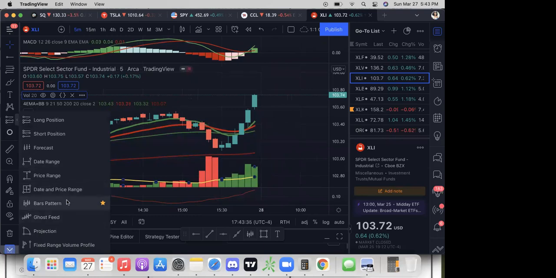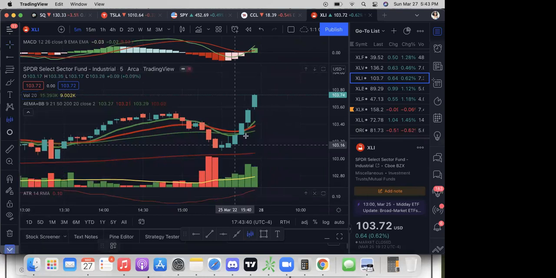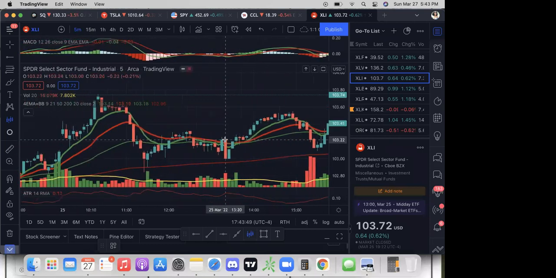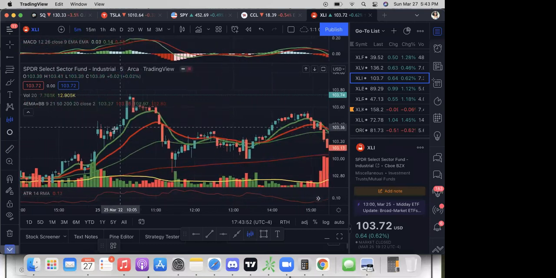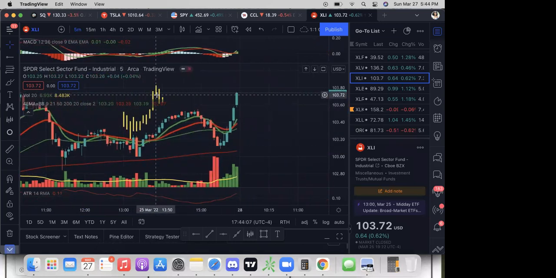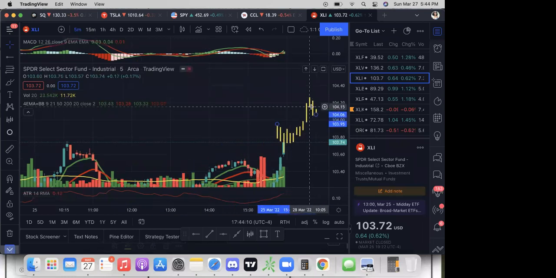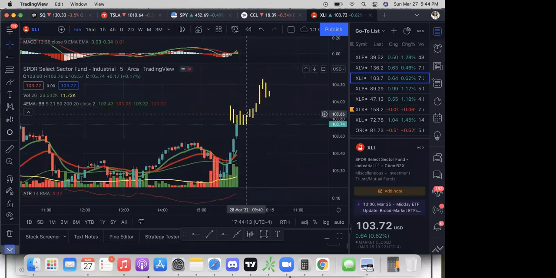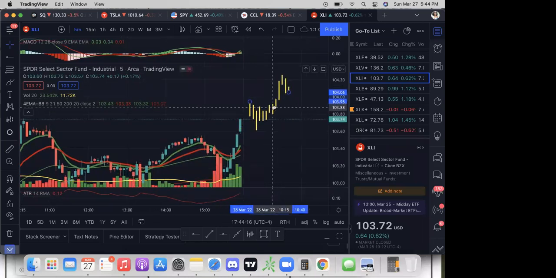So I have this bars pattern right here. This is what I was showing him, but I think he picked something else. So what you can do is, let's just say you think that XLI is going to do this. Let's just say you think it's going to make this same run all over again. What you would do is highlight over it, and it'll do that for you, and you can grab that and move it over. So if you're ever trying to show someone what you think it has the potential to do, you can do that. So now you can see, here's an example of what I feel is going to happen.